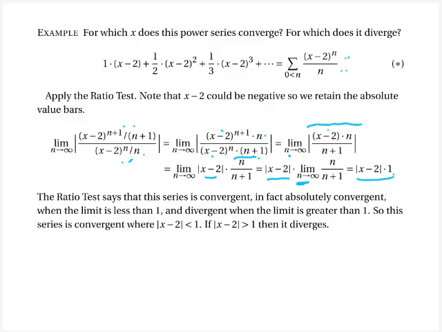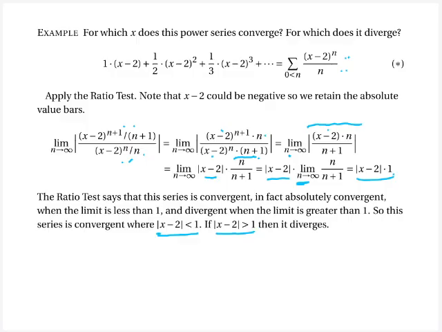Okay, so when is the absolute value of x minus 2 less than 1? And so there we go. The series is convergent where the absolute value of x minus 2 is less than 1. If the absolute value of x minus 2 is greater than 1, then the series diverges. And if the absolute value of x minus 2 equals 1, then we can't make a conclusion. I'll get through those in a second.